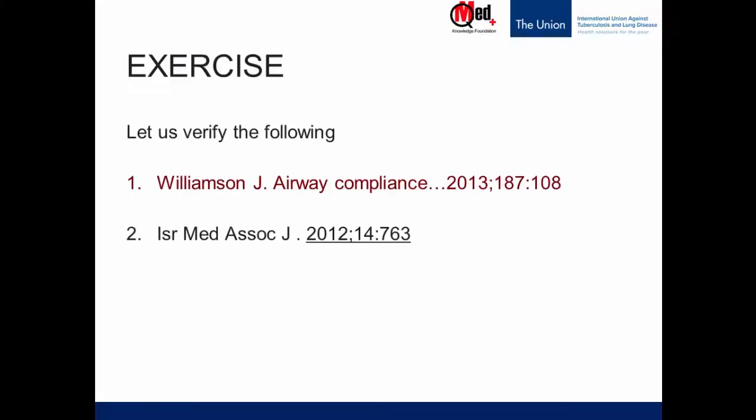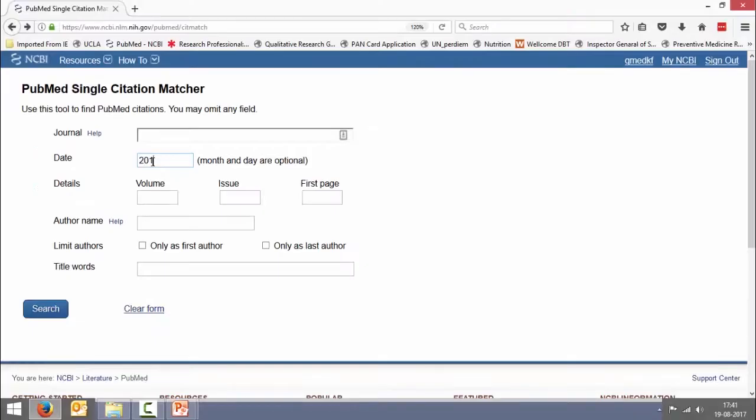So here we have the name of the journal and volume, issue and page. I'm going to show you a trick here. Without typing the name of the journal, I'm only going to use the numbers which are 2012 14 763. 2012 volume 14 page 763 and I click search.